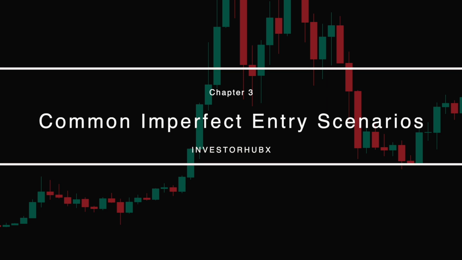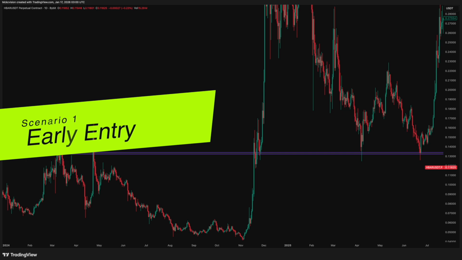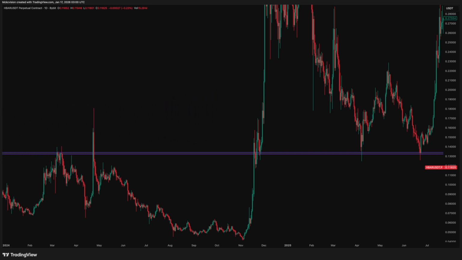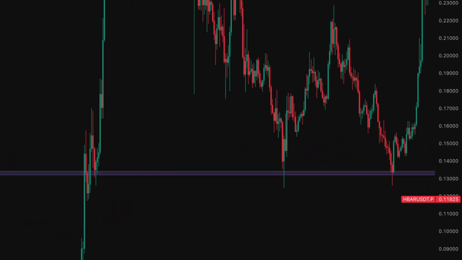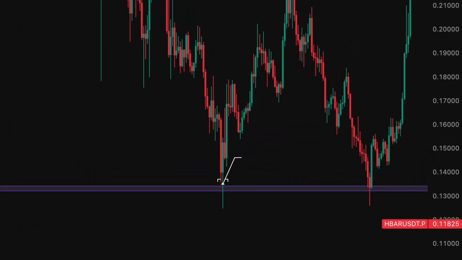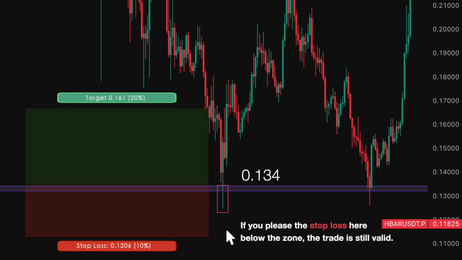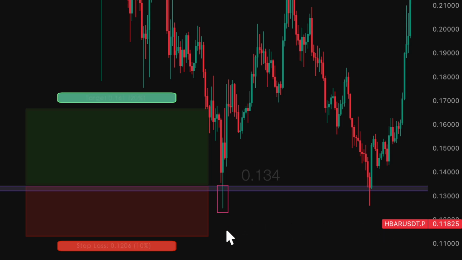Let's look at a few common imperfect entry scenarios. Scenario 1. Early entry. This example is Hedera Hashgraph on the daily time frame. Price approaches a monthly support zone. You enter slightly early, and price dips a bit further. This feels uncomfortable. But if your stop is placed correctly beyond the zone, the trade is still valid. Early entries trade confidence, not confirmation.